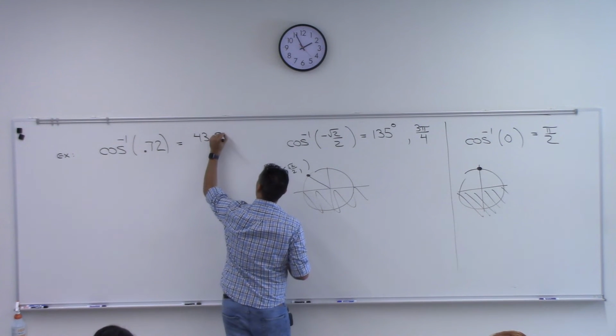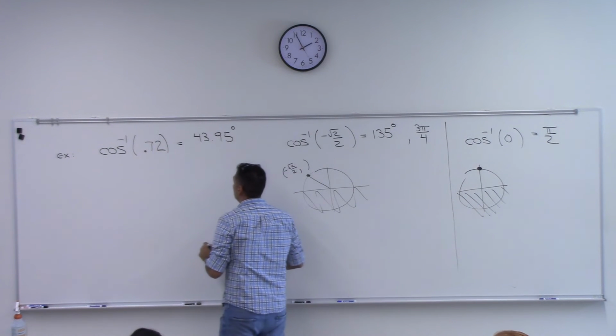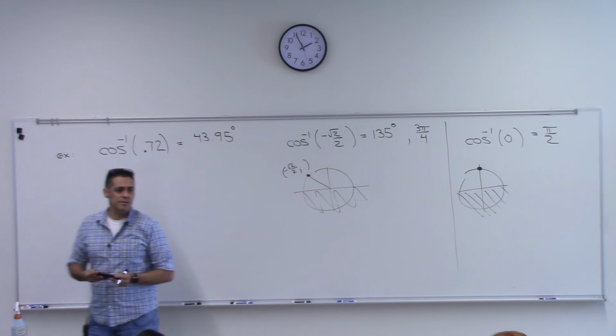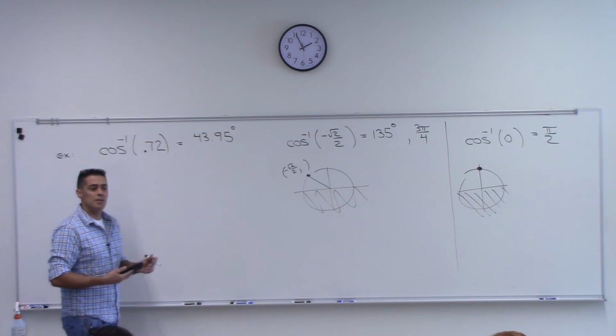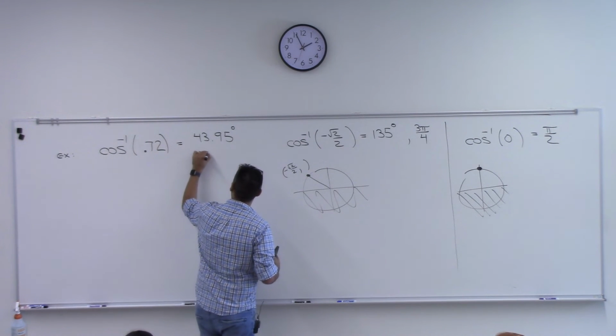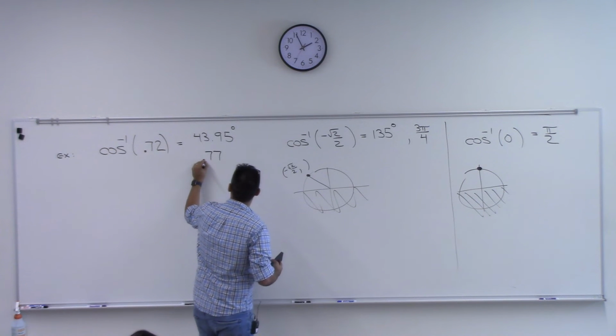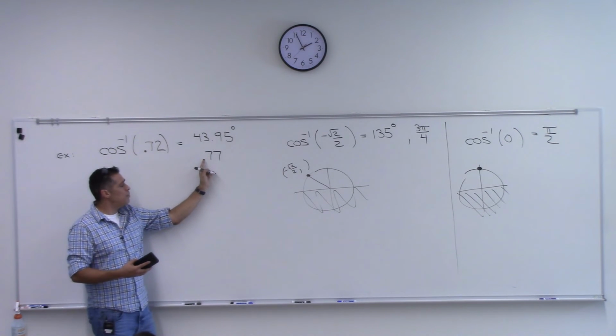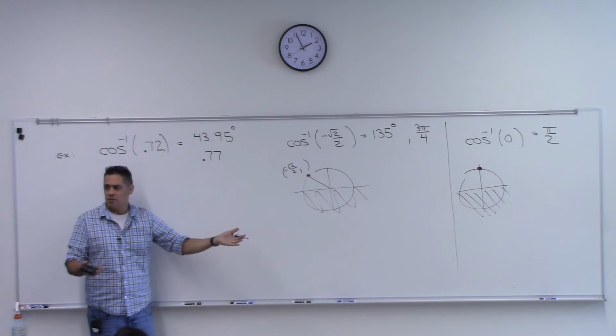43.94? 95 degrees. Close enough. And then in radians, what is it? 0.77? 0.77 radians. So if you don't put the unit, if you just put 0.77, it's understood to be radians.